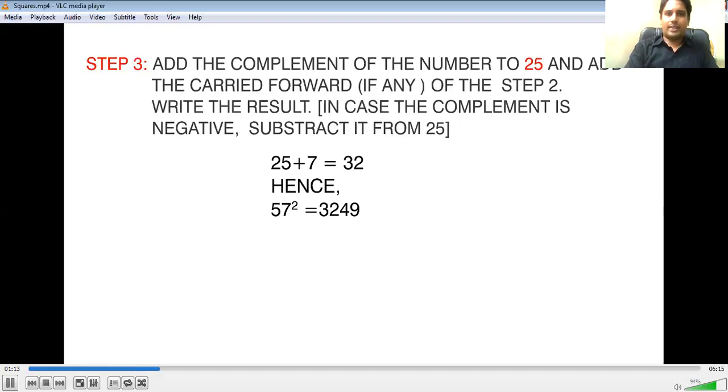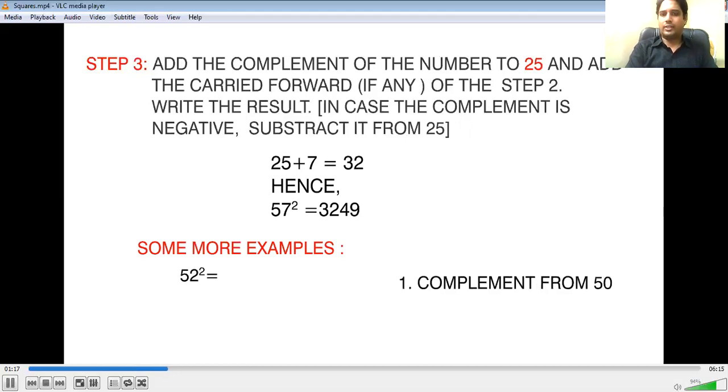Now let's take one more example. Let's say we have to find out the square of 52. Step 1, complement from 50, that is plus 2. Step 2, square of the complement, that is 2 square. I'll take it as 04. Step 3, 25 plus 2, which is 27. Hence our result is 2704. Some more examples.